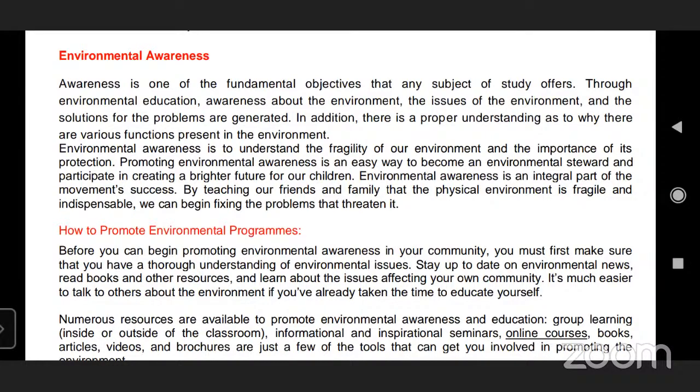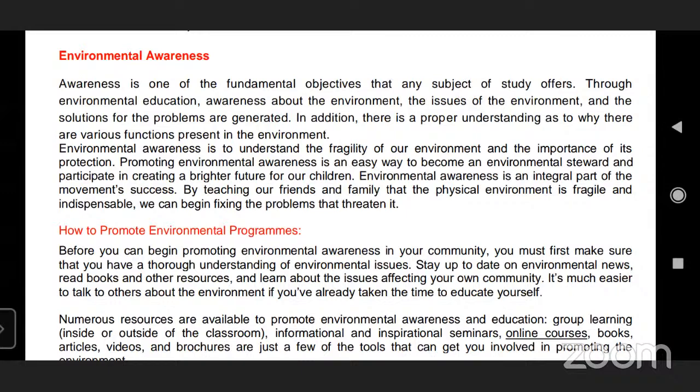Environmental awareness is to understand the fragility of our environment and the importance of its protection. Promoting environmental awareness is an easy way to become an environmental steward and participate in protection. In creating a brighter future for our children, environmental awareness is an integral part of the movement's success.